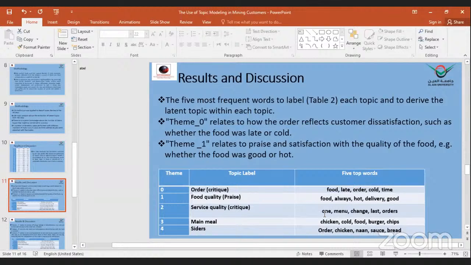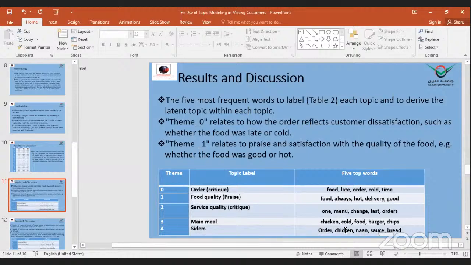Here we have one, menu, change, last, orders. So it is about a critique of the service quality. We named this next topic: chicken, cold, food, burger, chips. Here it is talking about the main meal, or the main thing in the meal. And here we had order, chicken, naan, sauce, bread. So these are the sides of the meal.